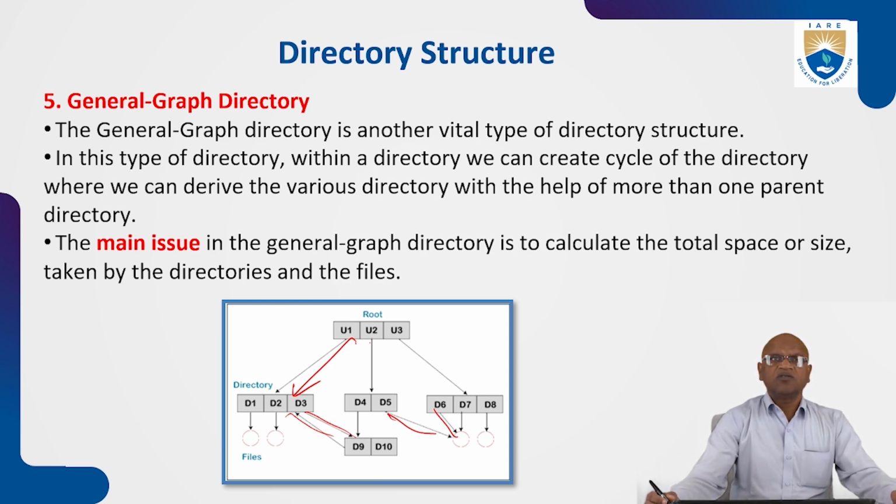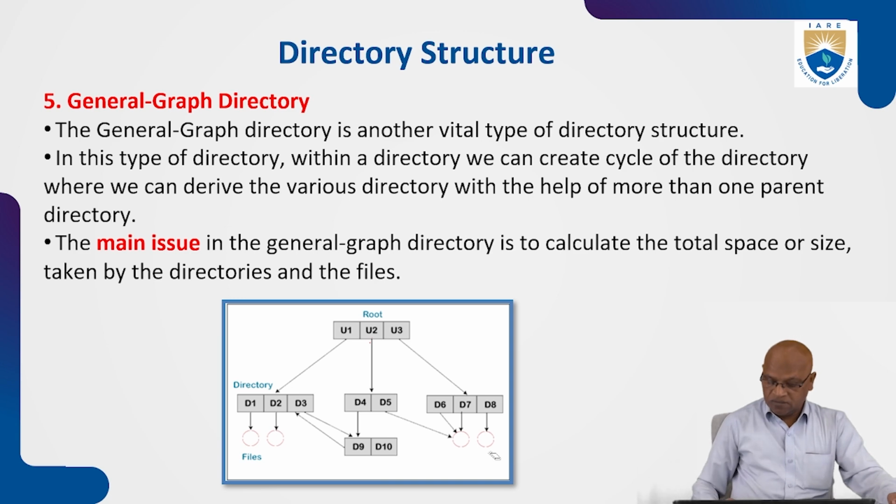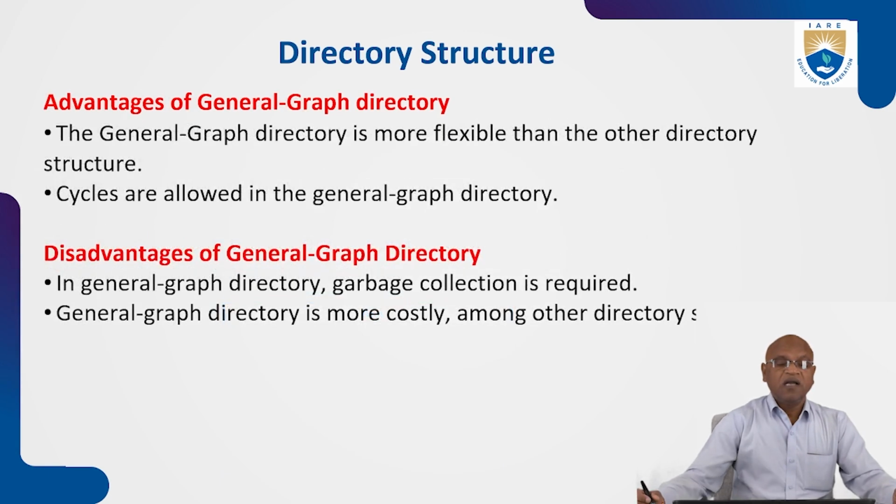The main issue in this general graph directory is to calculate the total space or size taken by the directories and the files. This is the main thing we have to calculate. So, the advantages of the general graph directory: it is more flexible than other directory structures, and cycles are allowed. The disadvantages of the general graph directory: garbage collection is required, and it is more costly than the other directory structures.